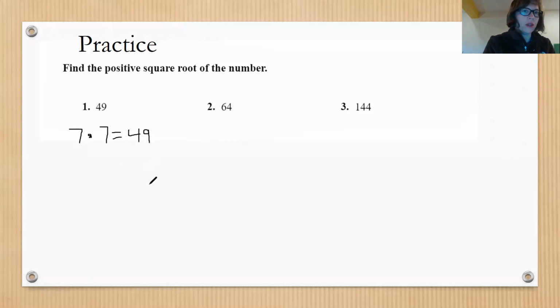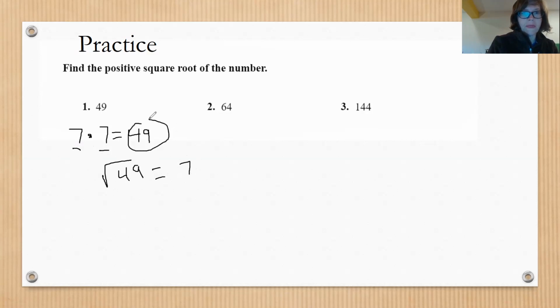Okay, so if we need to find the positive square root of the number, we are going to look back at 7 times 7 equals 49, right? So that must mean that the square root of 49 is going to be equal to 7, because 7 times 7 gives us 49, okay?